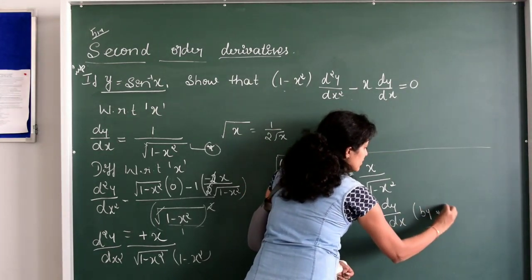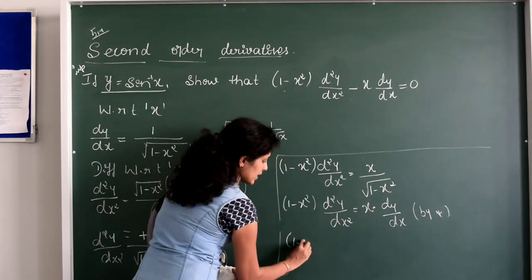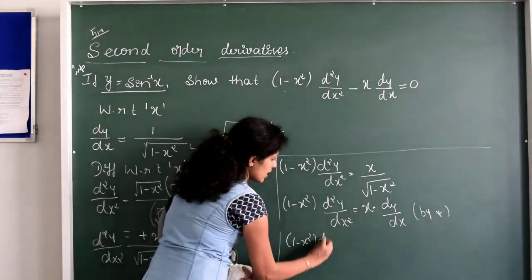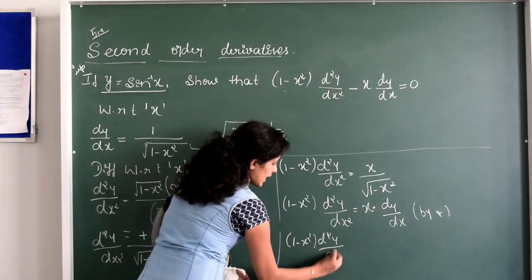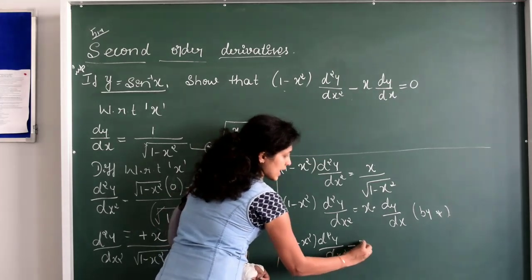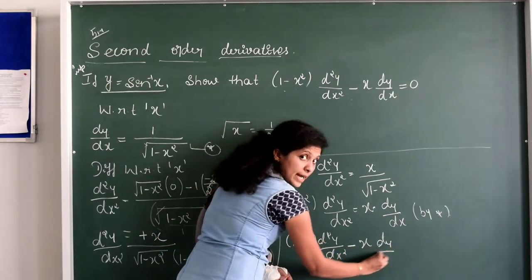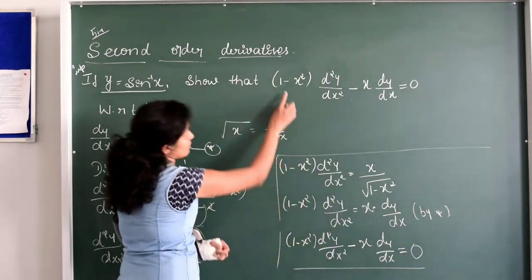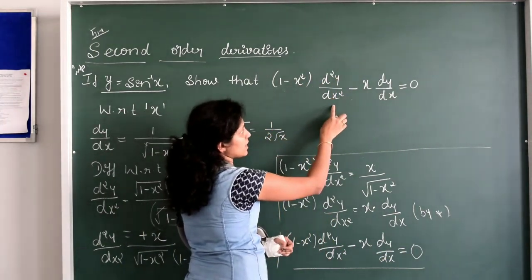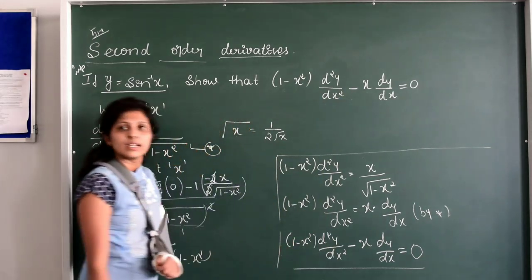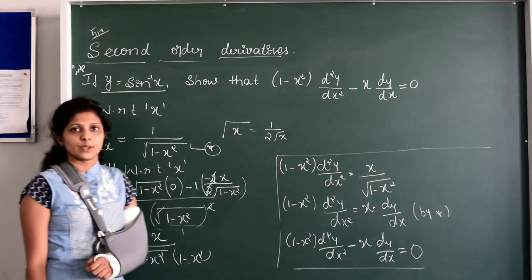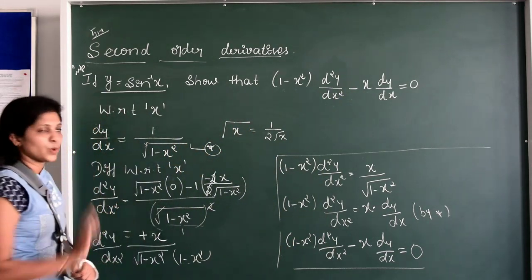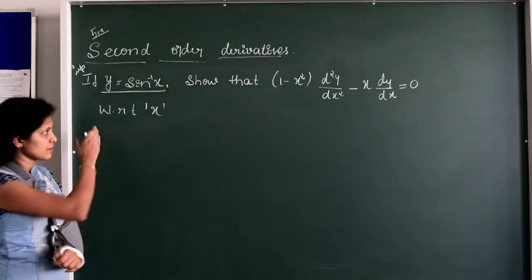Now finally we can write this as 1 minus x square into d square y by dx square minus x into dy by dx, and this is equal to 0. So we put 1 minus x square into d square y by dx square minus x into dy by dx is equal to 0. I hope you understood this one. Very important one.